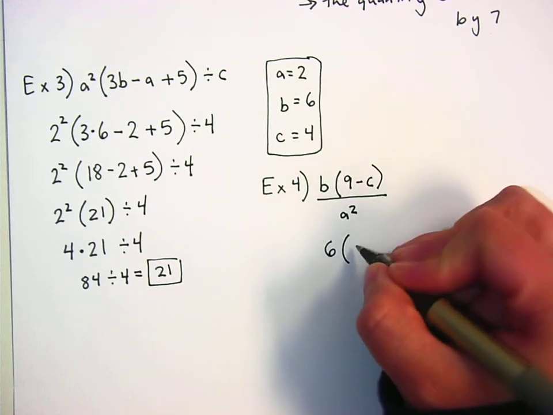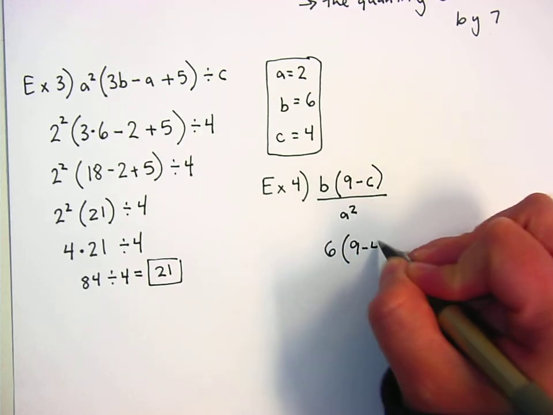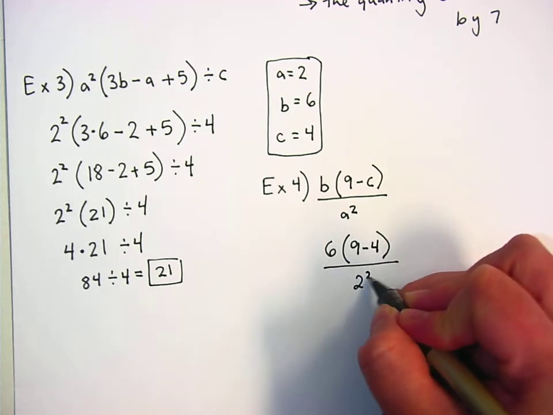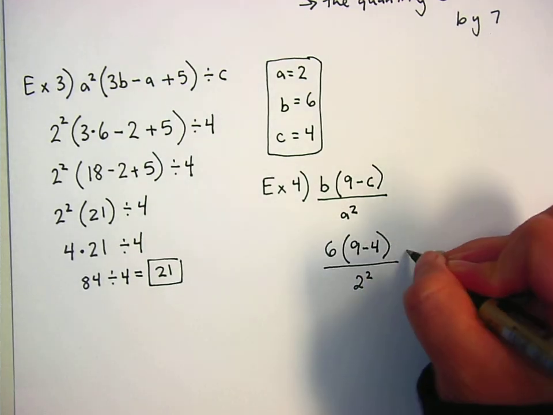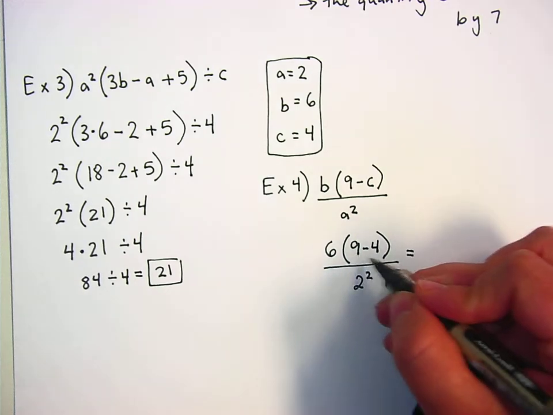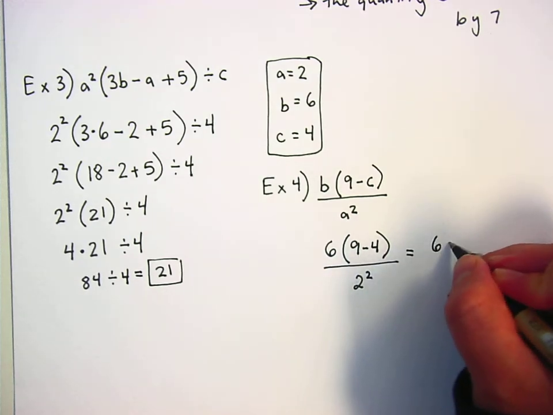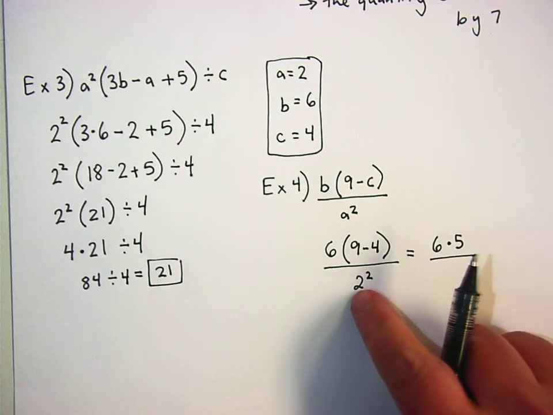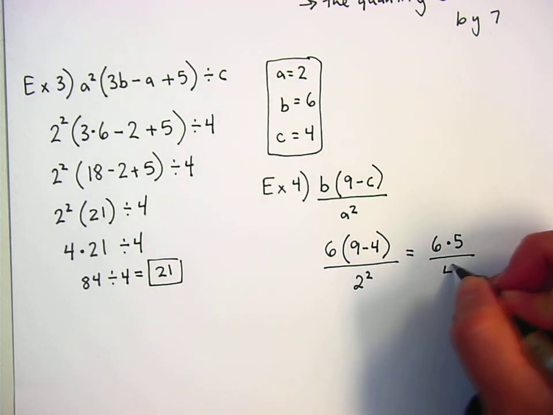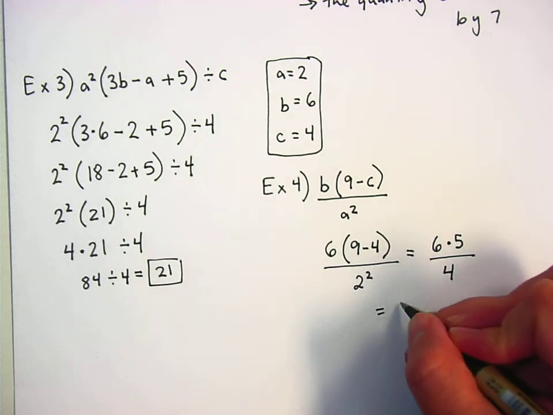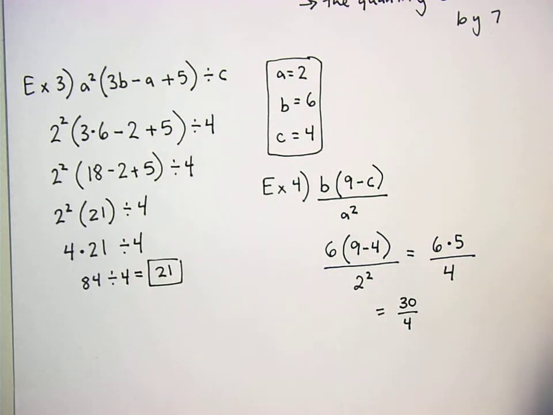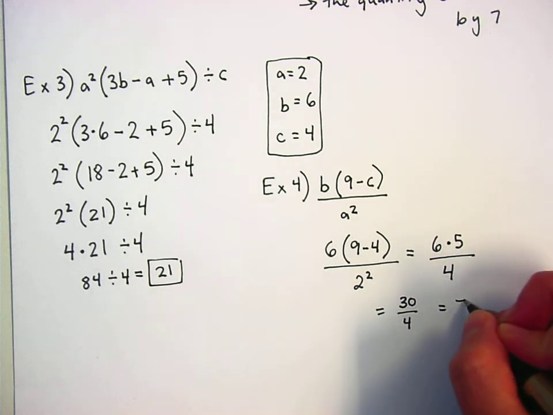6 times parentheses 9 minus 4 parentheses over 2 squared. I'm going to do the parentheses first, which is 9 minus 4. So this is 6 times 5 on top. And the bottom is 2 squared, which is 4, which makes 30 divided by 4. And if you take 30 divided by 4 in your calculator, you get 7.5, which is the right answer.